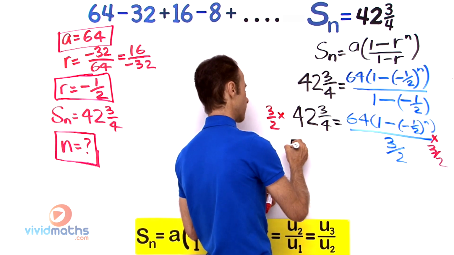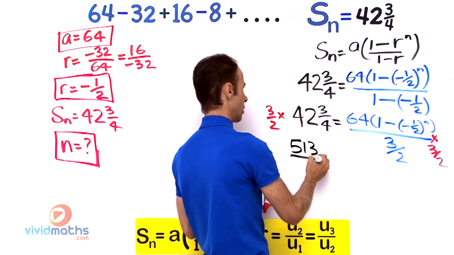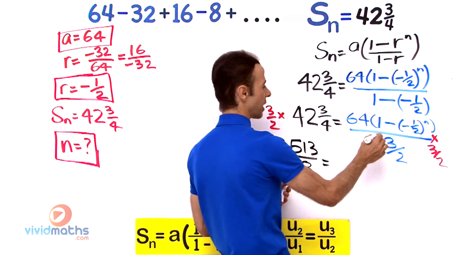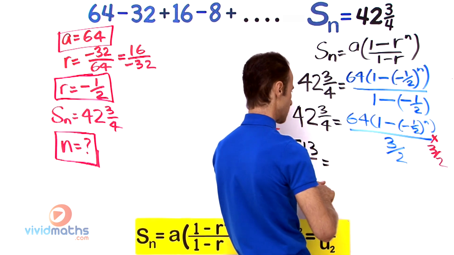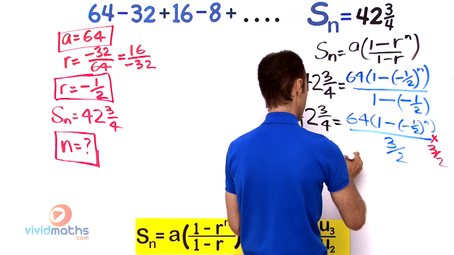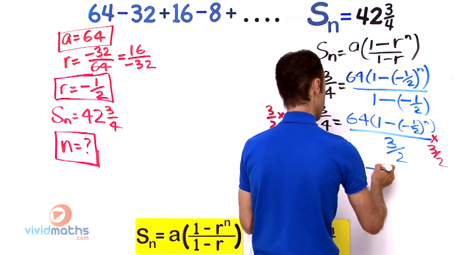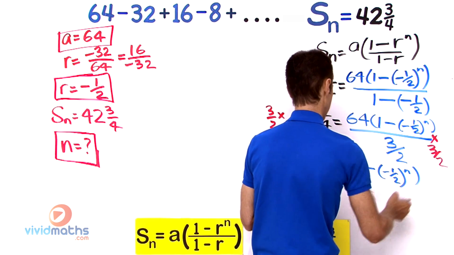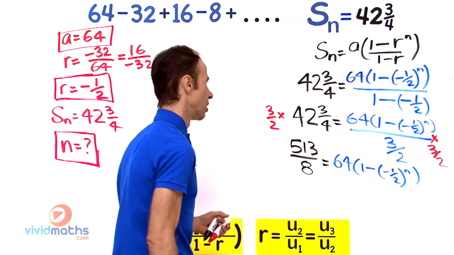That works out to 513 all over 8. And that's going to cancel down the bottom there. It's just going to equal what we have before, 64, bracket 1 minus negative 1/2 to the power of n. Okay, what can we do with that?